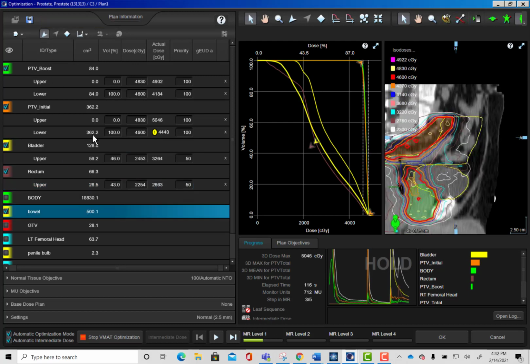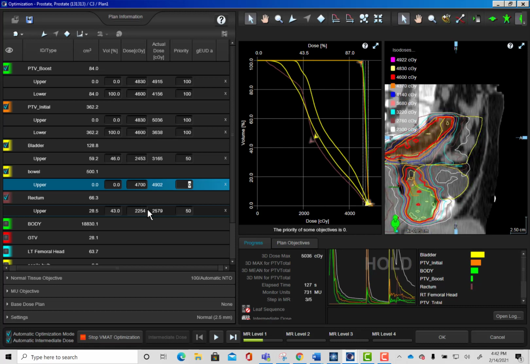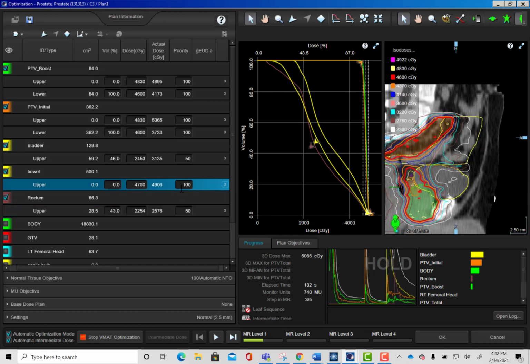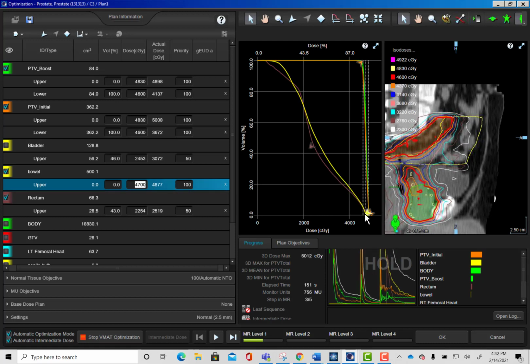Bowel, I just don't want any hot spots in my bowel. So we're going to 46. I'm gonna go pretty strict, something like 47. And I'm gonna put something pretty high in there because I really wanna get hot spots out of there. Plus, the bowel is really big, 500 cc's, very small percentage of that structure is inside of my PTV and therefore above 46. So if I put 47 in there, in order for it to really work on that constraint, I need to push pretty hard here.